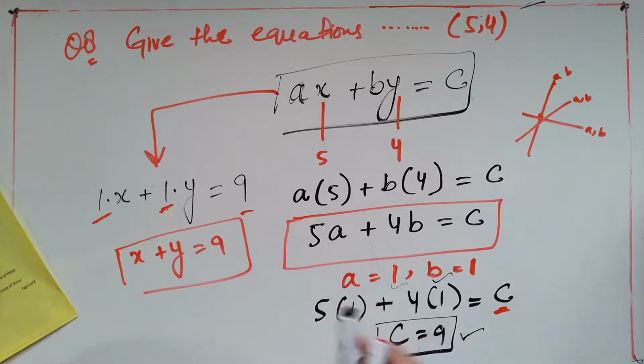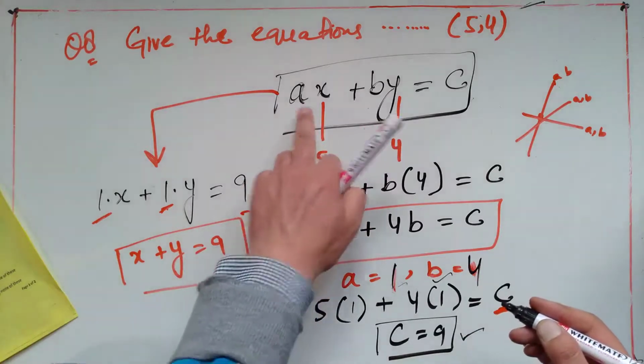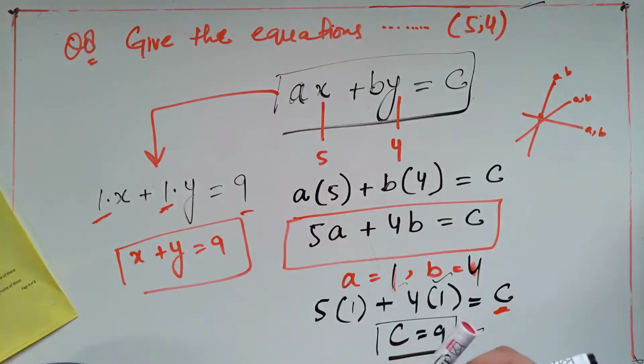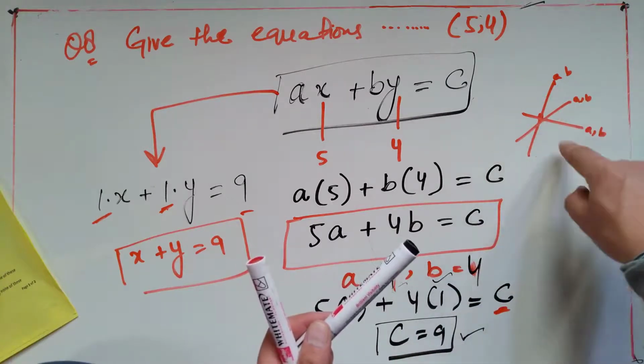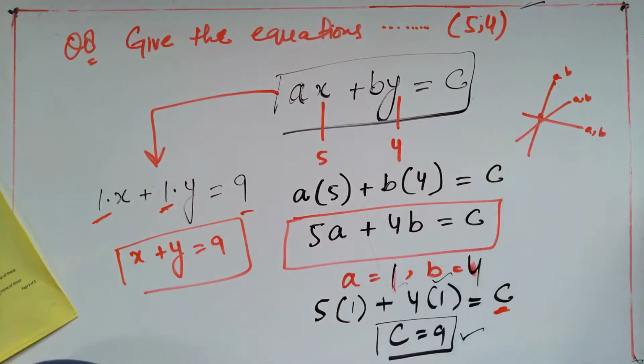Now if you substitute other values here, anything like 1 and 4, any number you want, you can get the value of c, substitute here, and you will get as many equations as you want. These are the equations of lines that actually pass through this single point.